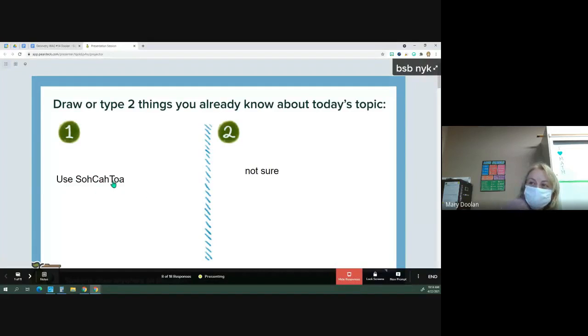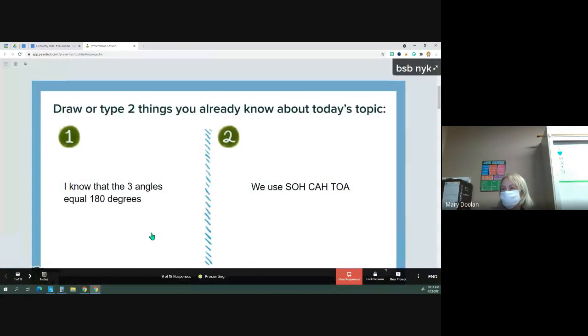We're going to use SOHCAHTOA, absolutely. Whenever we're dealing with trigonometry, it's a good thing to write down. I know that the three angles equal 180 degrees. In a triangle, yes, they do.